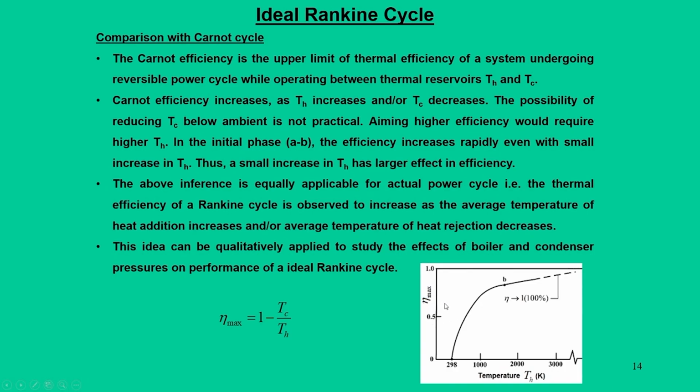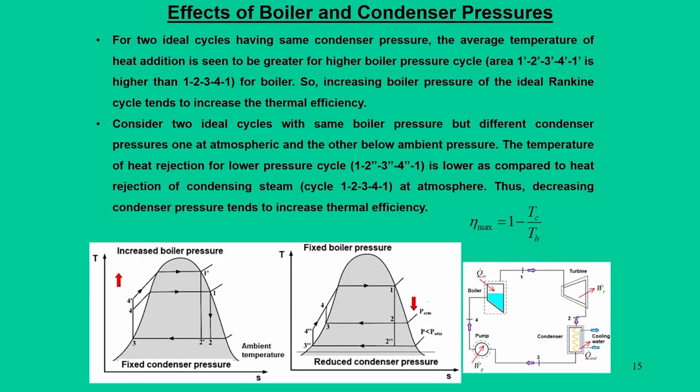Now, we are going to apply the same logic to the Rankine cycle. For that purpose we need two important observations, because the Rankine cycle consists of components like the boiler, which operates at higher pressure, and the condenser, which operates at lower pressure. Now, let us see what the effect of increasing or decreasing the boiler pressure or condenser pressure is.